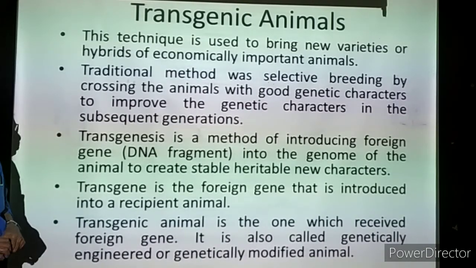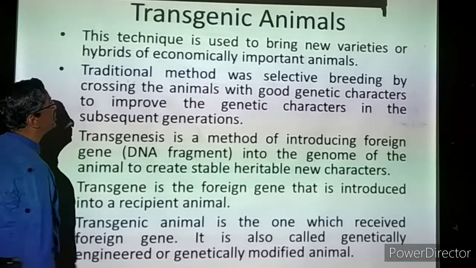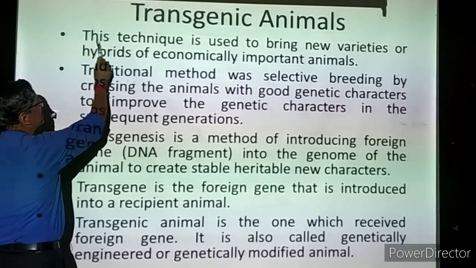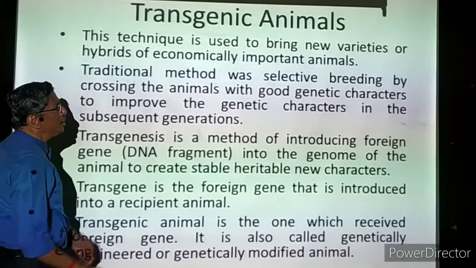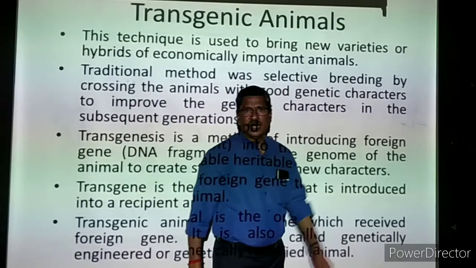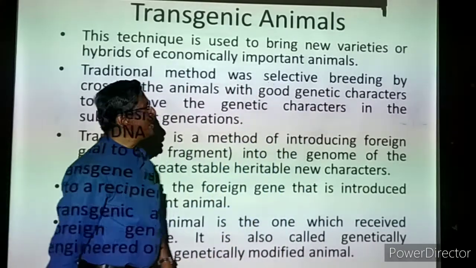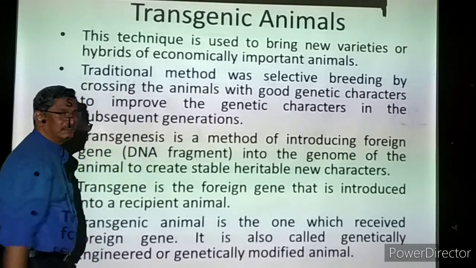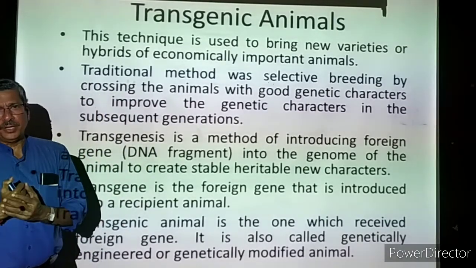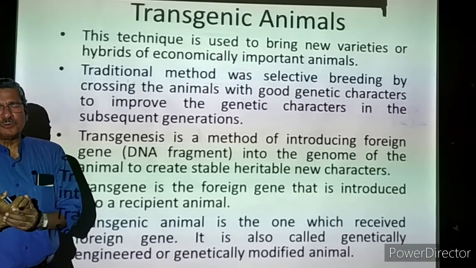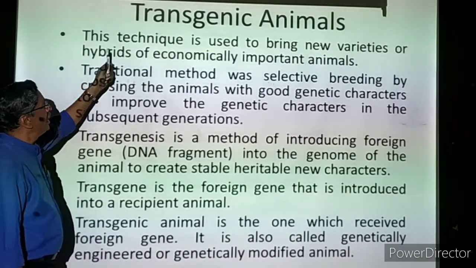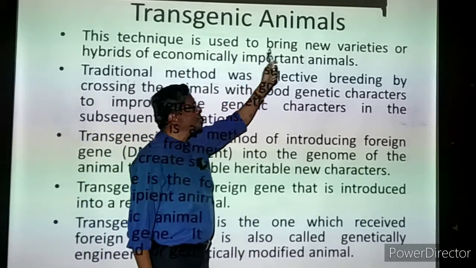It is also fast improving, and a lot of new varieties of animals are developed with the help of this technology. Transgenic animals. Okay, what is transgenesis? We have to see. This technique is used to bring new varieties of animals. By applying this technique, we are getting new varieties of animals or hybrids. Hybrid means the new variety, but the new variety is developed from entirely two different species of organism. That is called the hybrids of economically important animals.